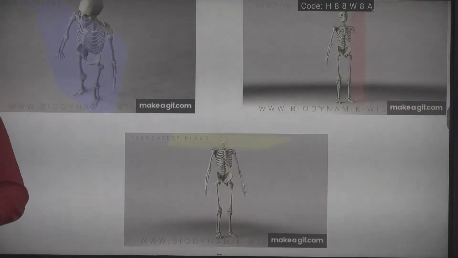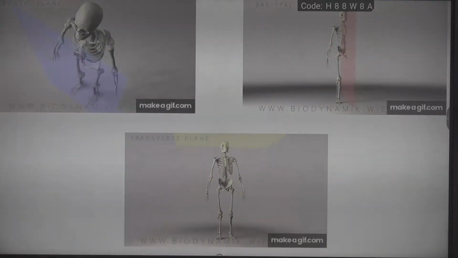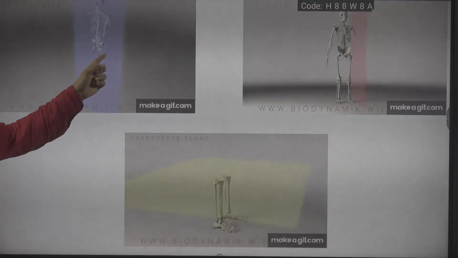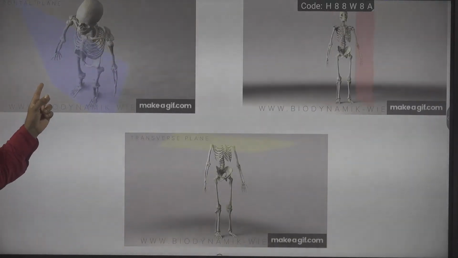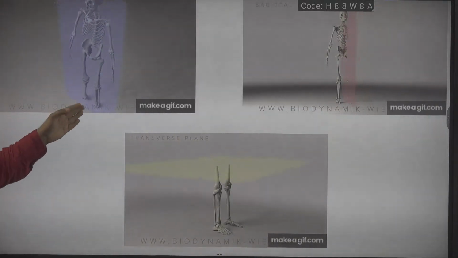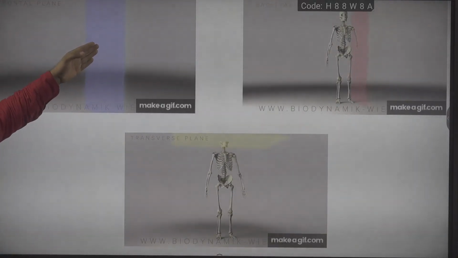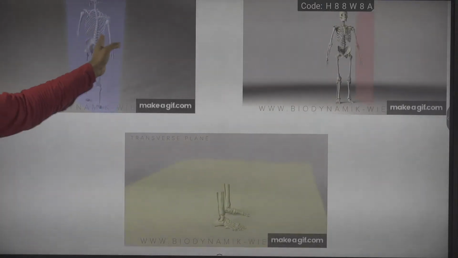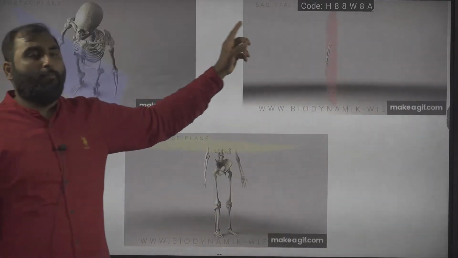Look at this picture, this GIF, for a few seconds. Are you looking at the planes, guys? Which is this plane? My finger is pointing towards which plane? Come on, answer fast, guys. See carefully. This plane is dividing the body into front and back. This is the frontal plane. Now pay attention here.